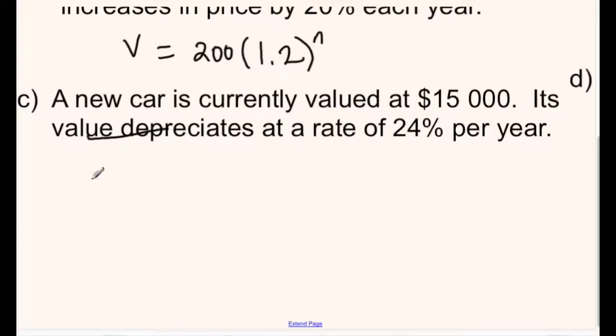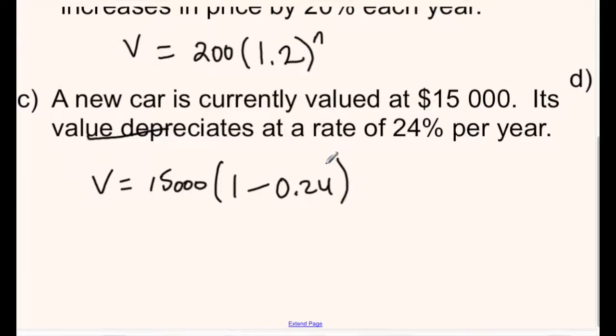Similarly, it's another percentage. So this car is valued at 15,000 to start with, and then it depreciates at 24% per year. So it loses value 24% per year. You could look at it this way: it starts with 100% as a value, which as a number is 1, and then it loses 24% of its value every year. We'll simplify that in the next line. But this is happening every single year, and it's losing a percentage of the year beforehand. So we're going to let n again be the number of years.